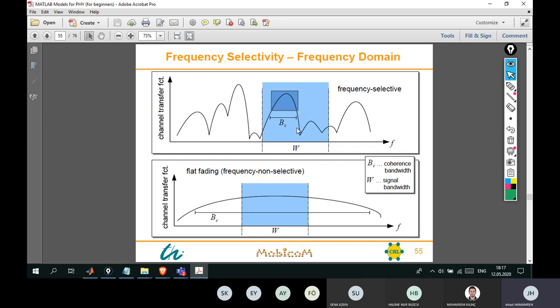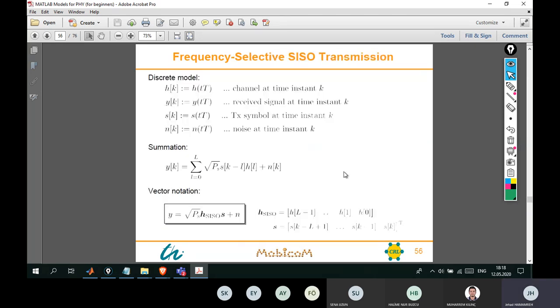But when you go up, down, down, down, and suddenly go up, then the channel changes significantly. Therefore, this is the bandwidth of your signal, and this is the coherence bandwidth. When the bandwidth of your symbol is greater than the coherence bandwidth, we call the channel frequency selective. While when the coherence bandwidth of your channel is greater than the bandwidth of your symbol, we call it flat fading, frequency non-selective. Okay, this is another important phenomenon and characteristic that we experience in wireless fading channels.